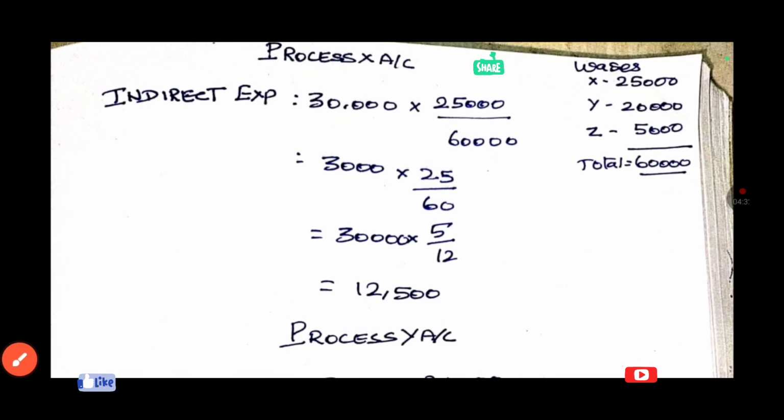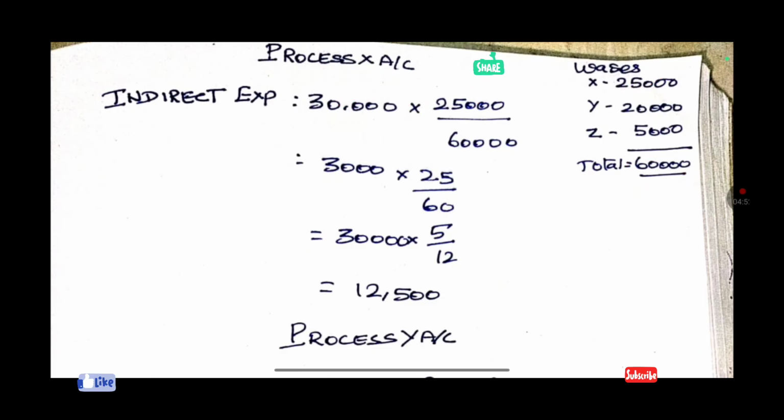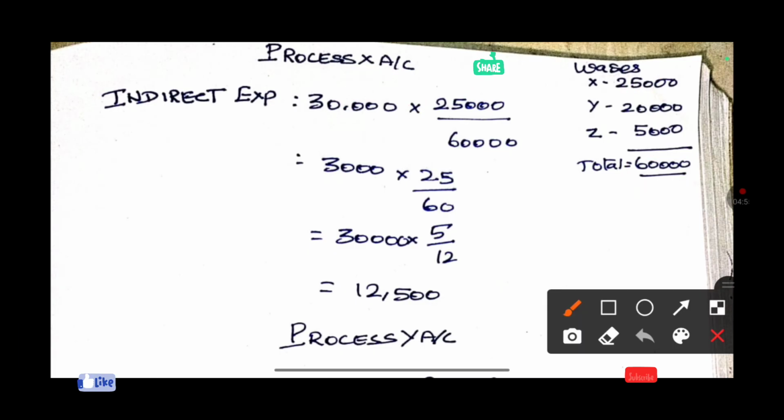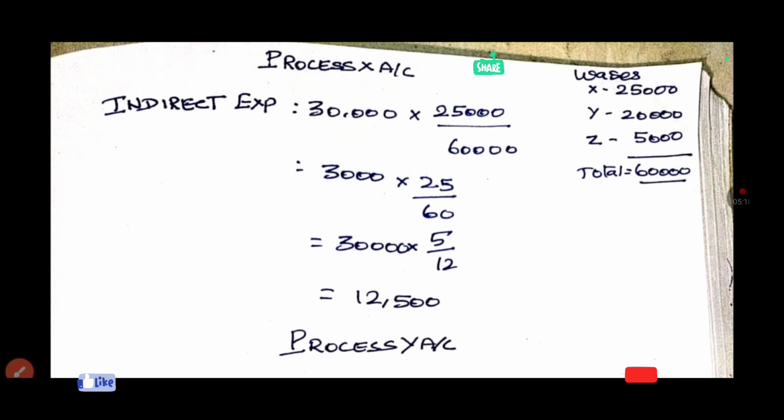Process X indirect expenses. So let's enter the indirect expenses 30,000 rupees. Process X direct wages is 25,000, entered in the numerator, and the total wages 60,000 rupees is entered in the denominator. Now we need to find the ratio for the wages. After cancelling this 30 with this 30, the remaining is 25 by 60. Again we simplify: dividing both values by 5, we get 5 by 12. The ratio of wages is 5 is to 12.